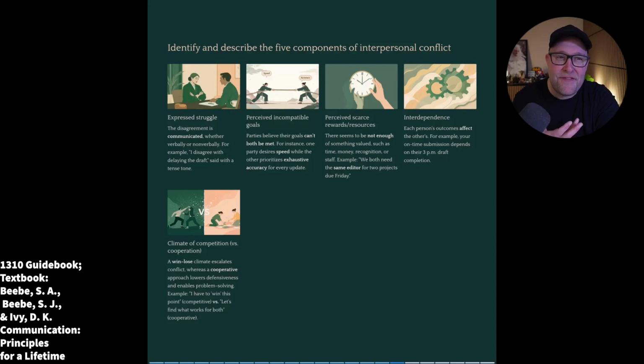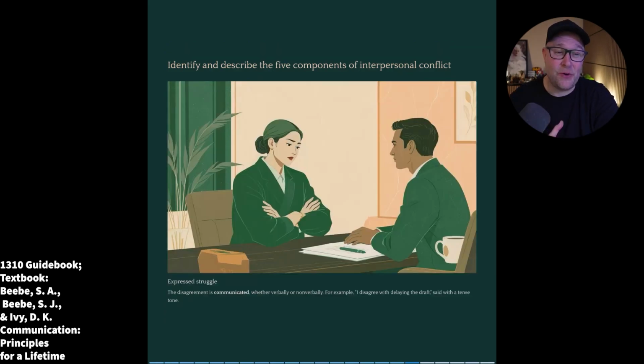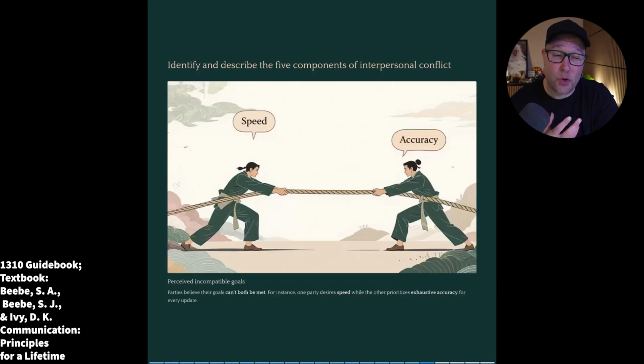How do we describe the 5 components of interpersonal conflict, including expressed struggle, perceived incompatible goals, perceived scarce resources or rewards, interdependence, and a climate of competition versus cooperation? Expressed struggle is when the disagreement is communicated, whether verbally or non-verbally. For example, I disagree with delaying the draft, said with a tense tone. Perceived incompatible goals are when parties believe that their goals can't be met. For instance, one party desires speed while the other prioritizes exhaustive accuracy for every update.